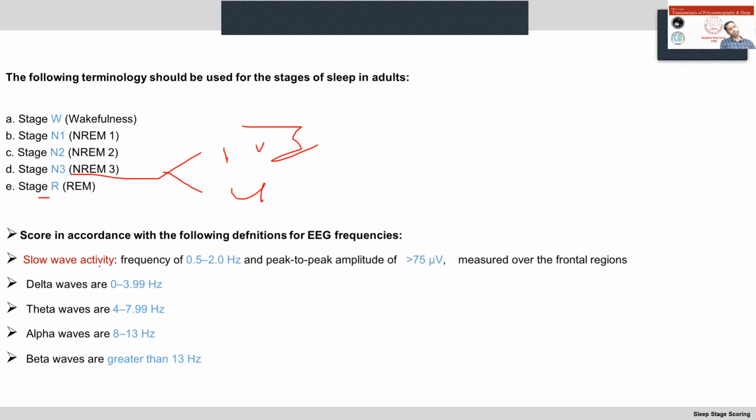What is slow wave activity? It is activity in the frequency range of 0.5 to 2 hertz. Suppose this is a slow wave; the peak-to-peak amplitude should be more than or equal to 75 microvolts, and it should be measured from the frontal region. That is called slow wave activity. It has a definition according to AASM: 0.5 to 2 hertz with that amplitude. Arun has already described these.